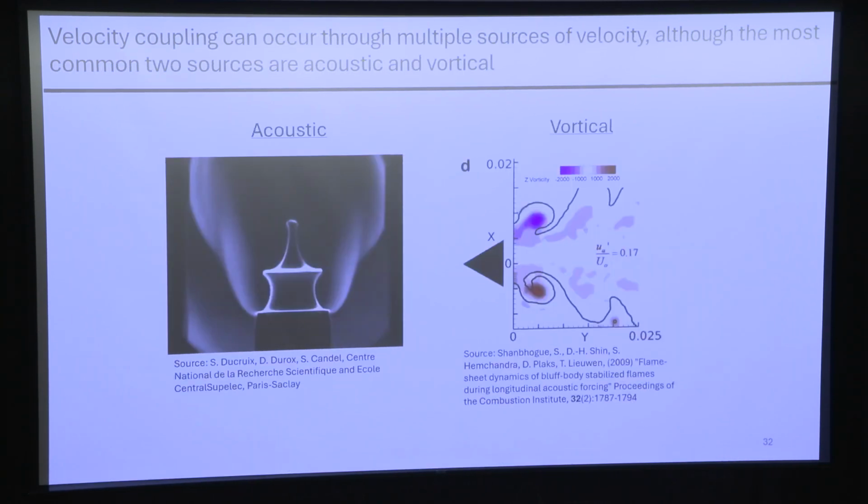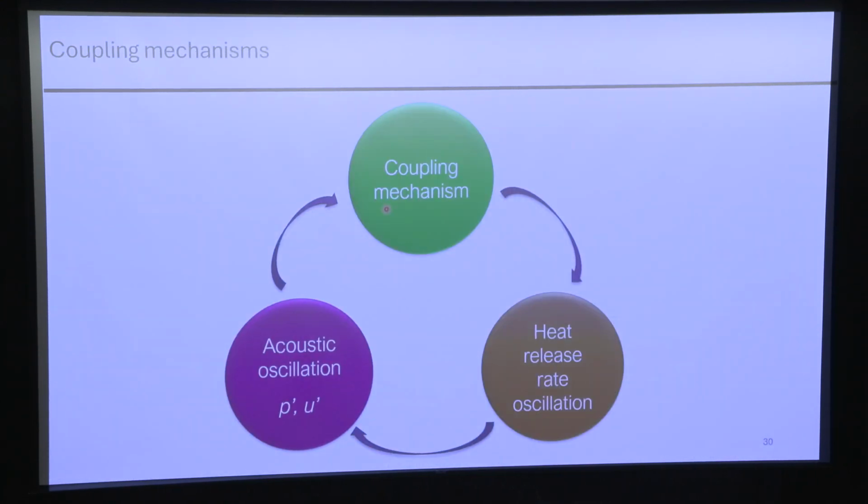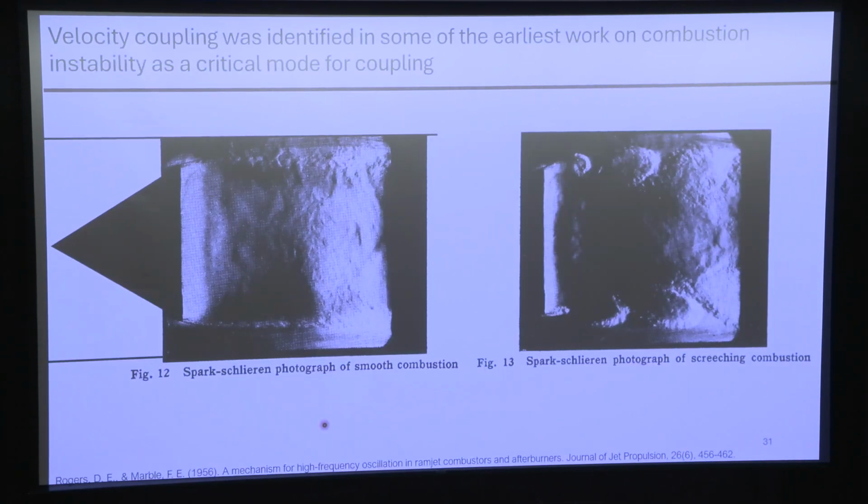There are, however, different types of acoustic velocity fluctuations that you see. And so the first coupling mechanism that we're going to look at is called velocity coupling. And so this is where the fluctuation in this coupling mechanism bubble is a velocity fluctuation. And so you have some acoustic fluctuation that drives a velocity fluctuation, and then it's the velocity fluctuation that drives the heat release rate fluctuation, and then you close the loop with compression expansion work.